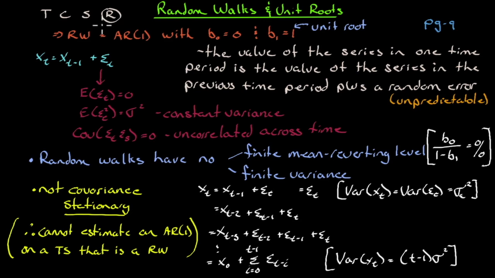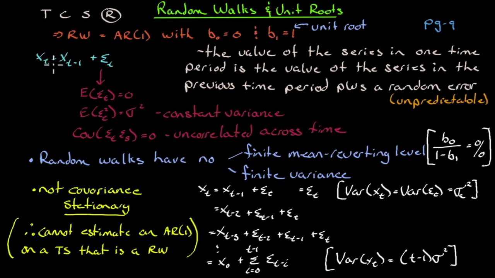A random walk is a special condition of an autoregressive series, an AR1 series. Imagine an AR1 formulation where b0 equals 0 and b1 equals 1. That is called a unit root. When the slope coefficient is equal to 1, it's called a unit root. When it is equal to 1, it will have no mean reverting level. For an AR1 function to have a mean reverting level, the absolute value of the b1 coefficient must be less than 1.